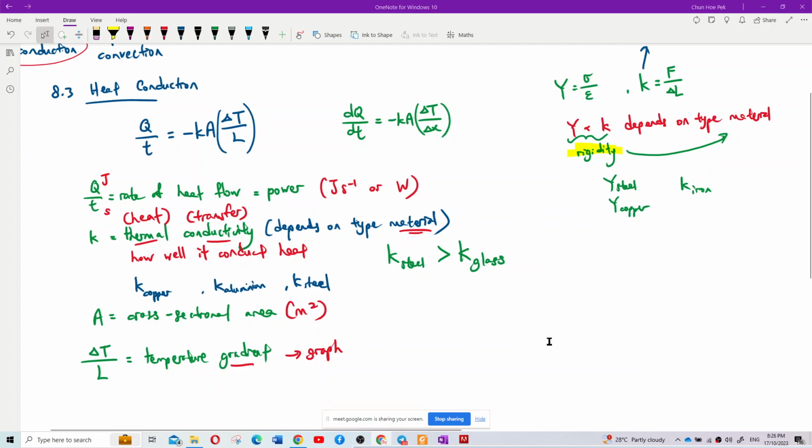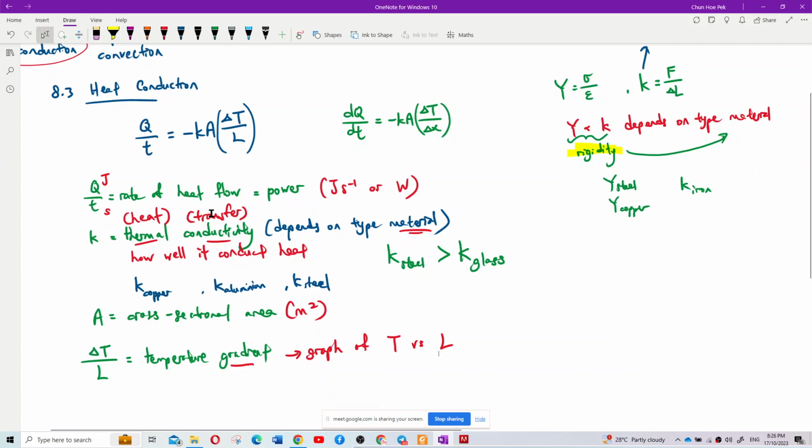Yeah. Okay, so temperature gradient. That means, as the name suggests, it is actually a gradient. But gradient of what? If it is a gradient, it refers to a graph. A graph of what? As the symbol suggests, it is the gradient of temperature against length. Gradient of graph. Graph of temperature versus length or distance. Okay. So later I will explain about this graph.